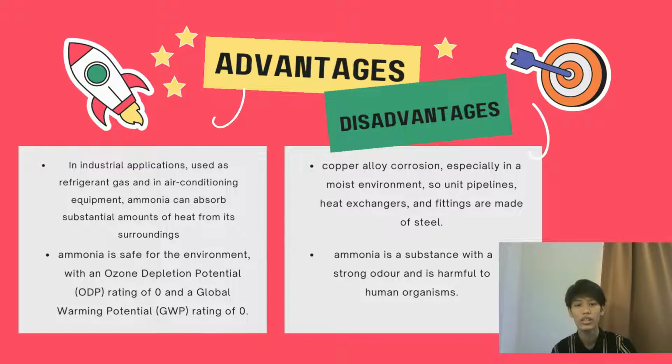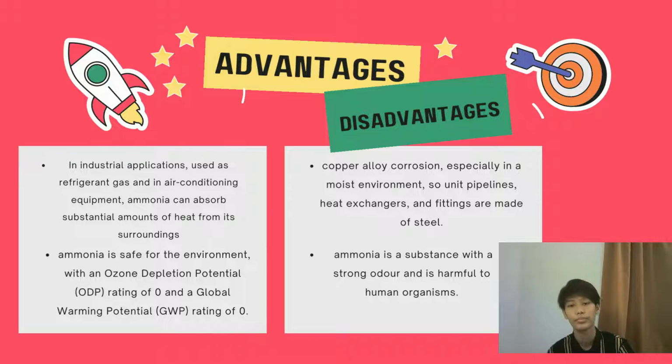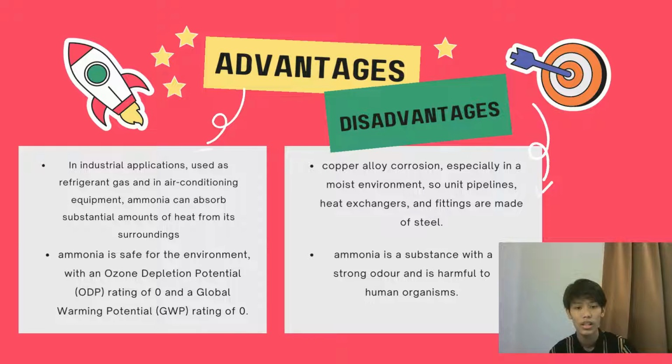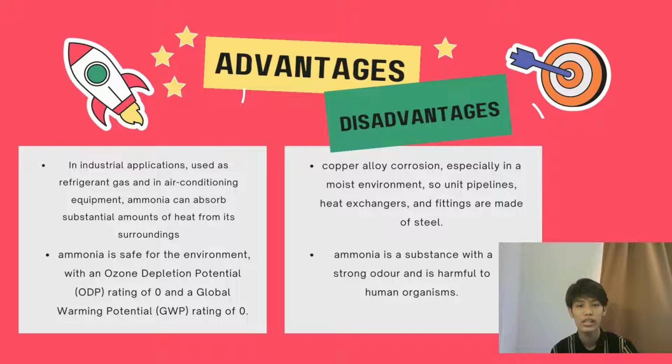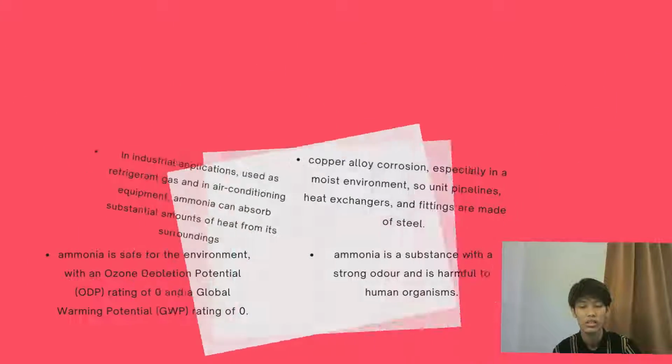One of the ammonia disadvantages is that it causes copper alloy corrosion, especially in a moist environment. So you need the heat exchanger and fittings to be made of steel. Other than that, ammonia is a substance with a strong odor and is harmful to the human organism.